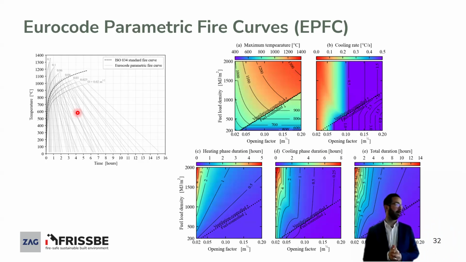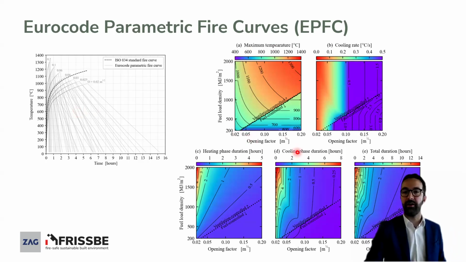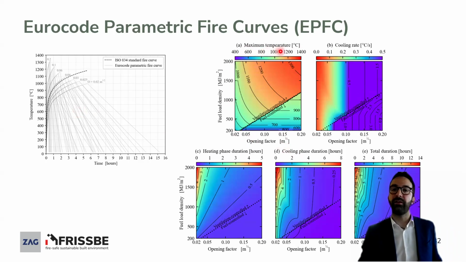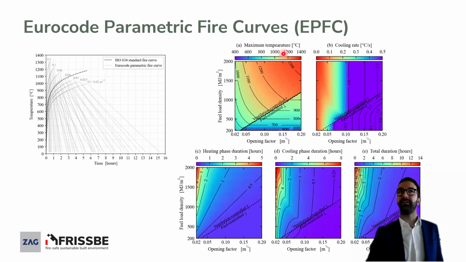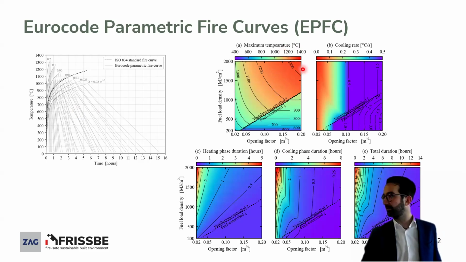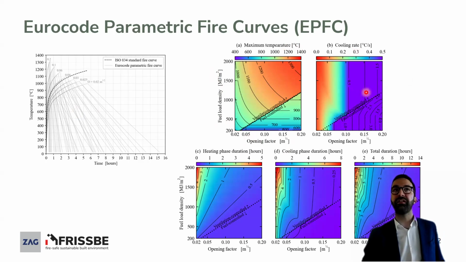But in general, if you parameterize this problem and look at how the different fire conditions are affected by the different factors, if you look at the maximum temperature in the compartment itself, you have two cases: ventilation controlled fires and fuel controlled fires. In the case of ventilation controlled fires, you usually achieve the highest temperatures, and you get the highest temperature in the top right of this plot, where you have the highest fuel load densities and the highest ventilations. Then we can discuss the cooling rate. You see that the cooling rates are much lower for small openings.